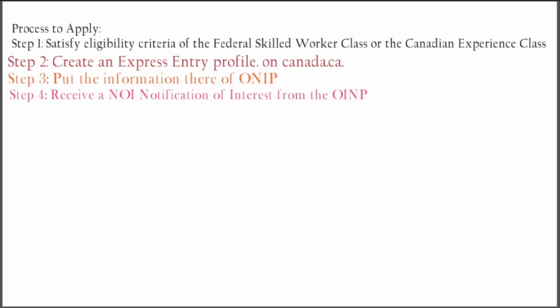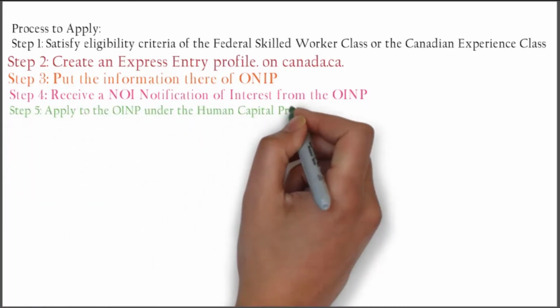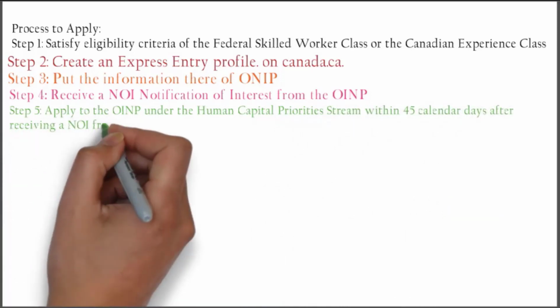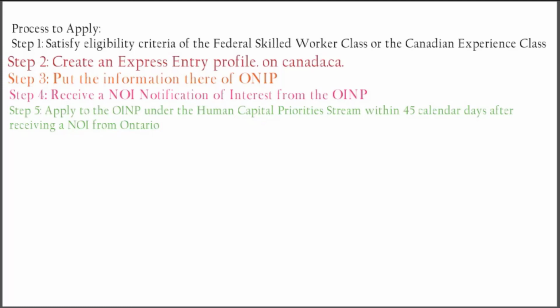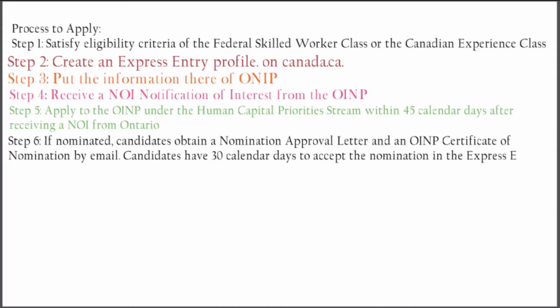Then step 5, apply to the OINP under the Human Capital Priorities Stream within 45 calendar days after receiving an NOI from Ontario. Then step 6, if nominated, candidates obtain a nomination approval letter and an OINP certificate for nomination by email, and candidates have 30 calendar days to accept the nomination in the Express Entry system.